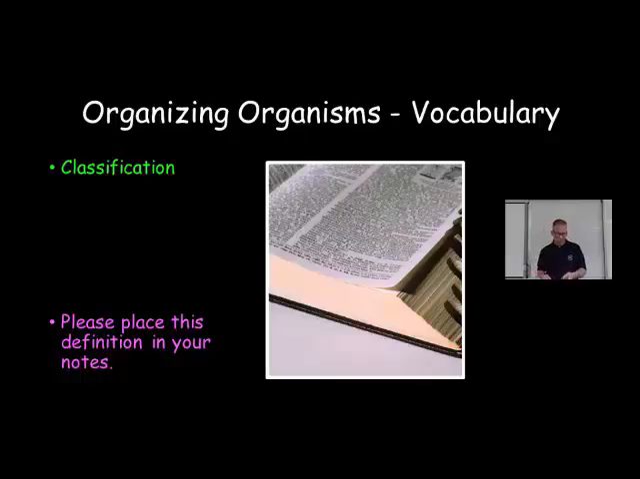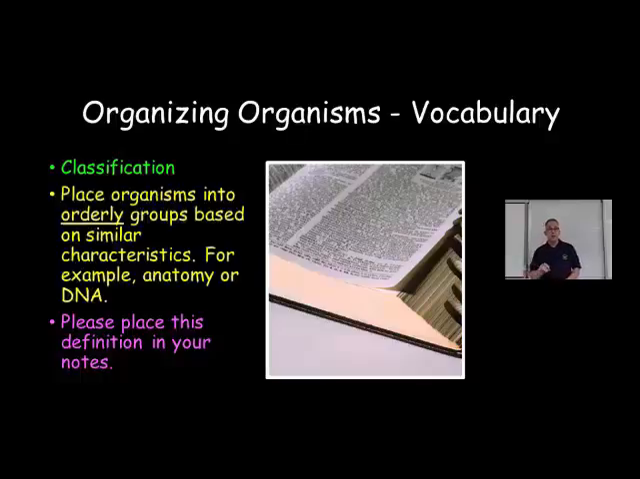Let's go ahead and take a look at classification, everybody. Classification is to place organisms into orderly groups based on similar characteristics. For example, we could classify according to anatomy, or we could classify according to DNA. We actually looked at classification according to anatomy before. Remember, that's called comparative anatomy. We did that a couple lessons ago anyway.